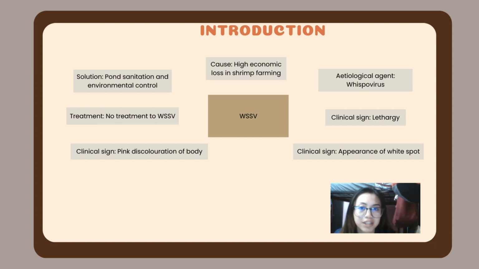WSSV stands for white spot syndrome virus. It is a virus that causes high economic loss in the shrimp farming industry by triggering aerobic glycolysis in shrimp hepatocytes, which was first detected in Taiwan, then spread to all Asian industries. WSSV causes clinical signs of lethargy, appearance of white spots, and pink discoloration of the body. There is no specific treatment for WSSV, therefore pond sanitation and environmental control need to be practiced.